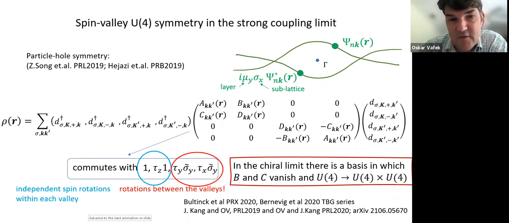So what does this mean? It means that if we find one state which is annihilated by delta rho at the neutrality point, all the other states can then be obtained by performing a global U4 rotation in spin and valley on that state. And if we are in a chiral limit, then in fact, we can even perform U4 cross U4 rotation on that state. And any state within that manifold is also a ground state.